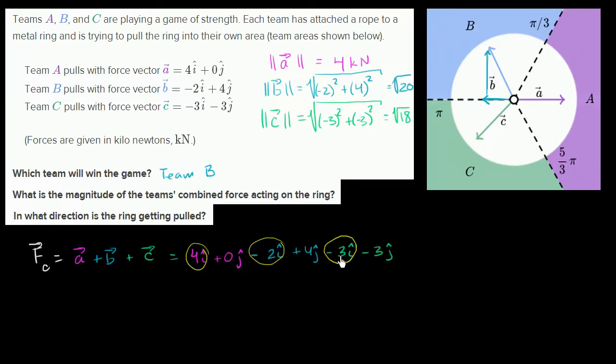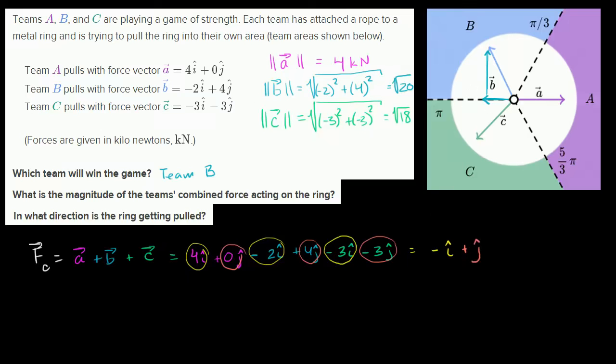Then you subtract another 3, you're going to have negative 1 of that. So that's going to be equal to negative, I could write negative 1i or just negative i. And then we have 0j's plus 4j's minus 3j's. So that's 0 plus 4 minus 3, which is just going to be 1j, or you could say just plus j. So the resulting vector here is negative i plus j.